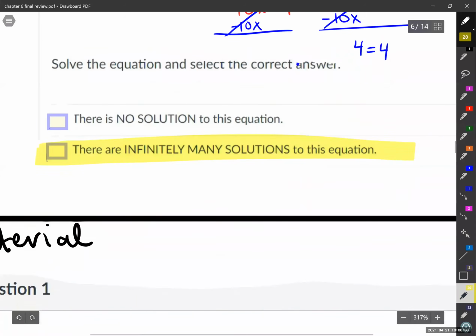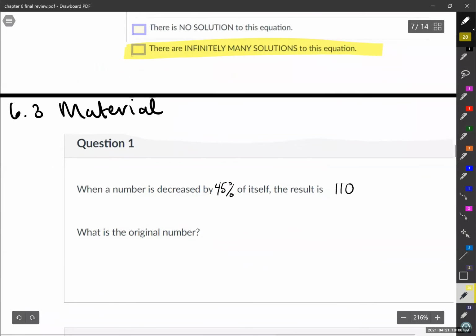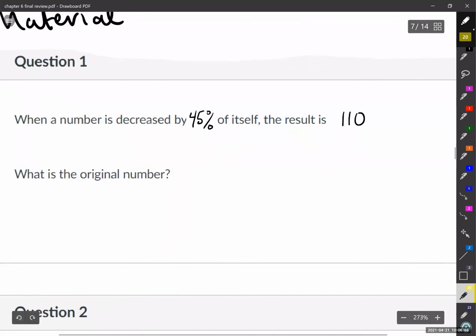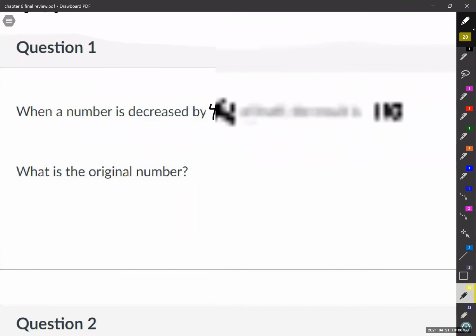Okay, now that brings us to 6.3. In 6.3, our focus was either working with maybe some percentage problems or word problems, writing equations based on the verbal descriptions and then solving for the answer. So first up, we're asked if a number is decreased 45%, the result is 110. What was the original number? Give everybody a moment to attempt this, and then we'll discuss it.